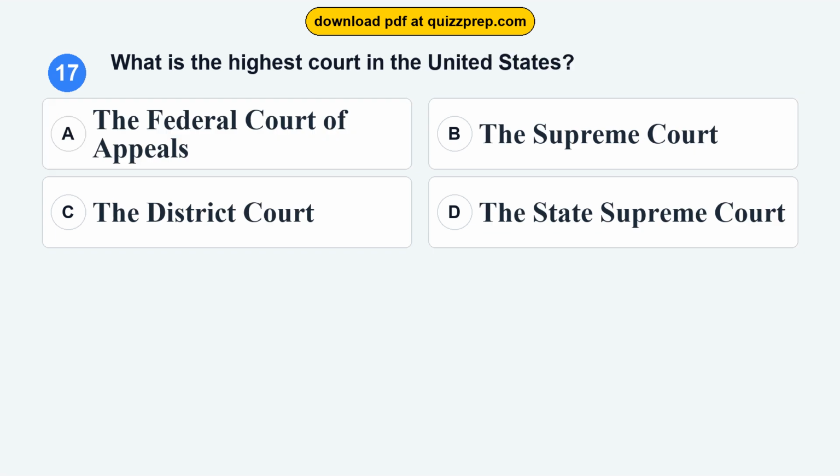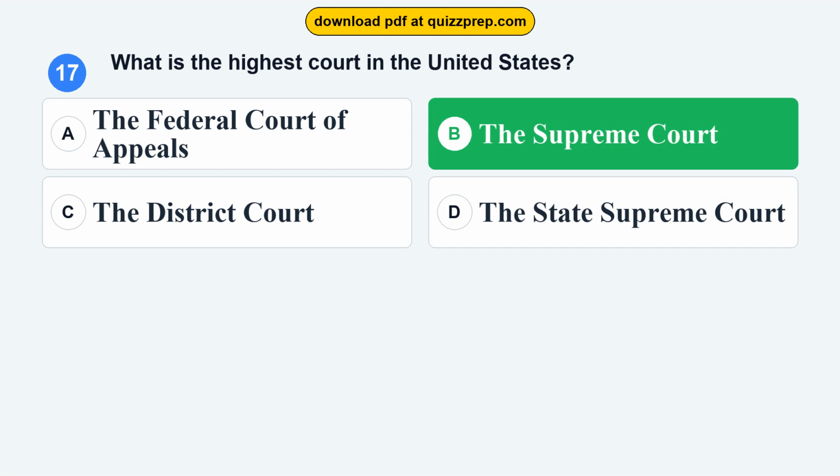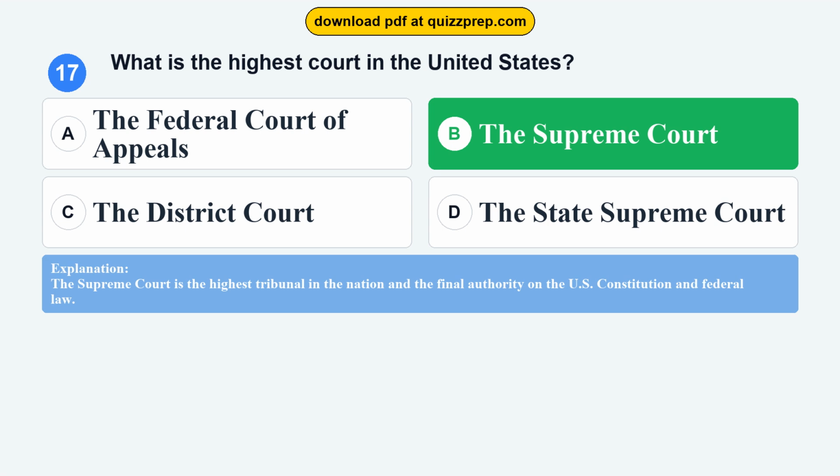Question 17. What is the highest court in the United States? Option A. The Federal Court of Appeals. Option B. The Supreme Court. Option C. The District Court. Option D. The State Supreme Court. The correct answer is option B. The Supreme Court. The Supreme Court is the highest tribunal in the nation and the final authority on the U.S. Constitution and federal law.